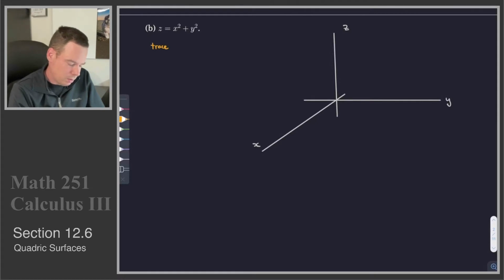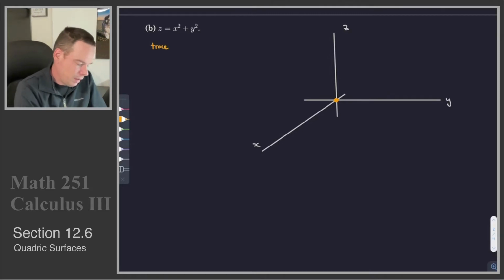So we'll take the trace in the x, y plane at first. If I took how it intersects the x, y plane, that's when z is 0, so that means x squared plus y squared is 0. The sum of 2 non-negative numbers, if they're going to be 0, each of them has to be 0 itself, and so that would just give us a point. So maybe I'll draw that point in, but we're really not getting much information.